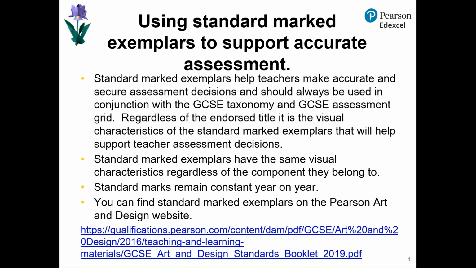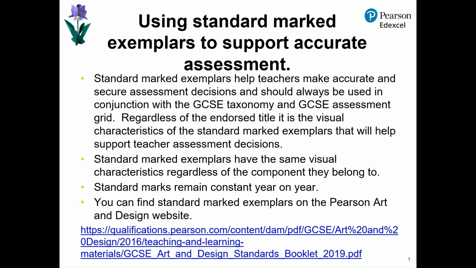Using standard marked exemplars. Standard marked exemplars help teachers make accurate and secure assessment decisions and should always be used in conjunction with the GCSE taxonomy and GCSE assessment grid. Regardless of the title, it's the visual characteristics of the standard marked exemplars that will help support teacher assessment decisions. Standard marked exemplars have the same visual characteristics regardless of the component that they belong to.